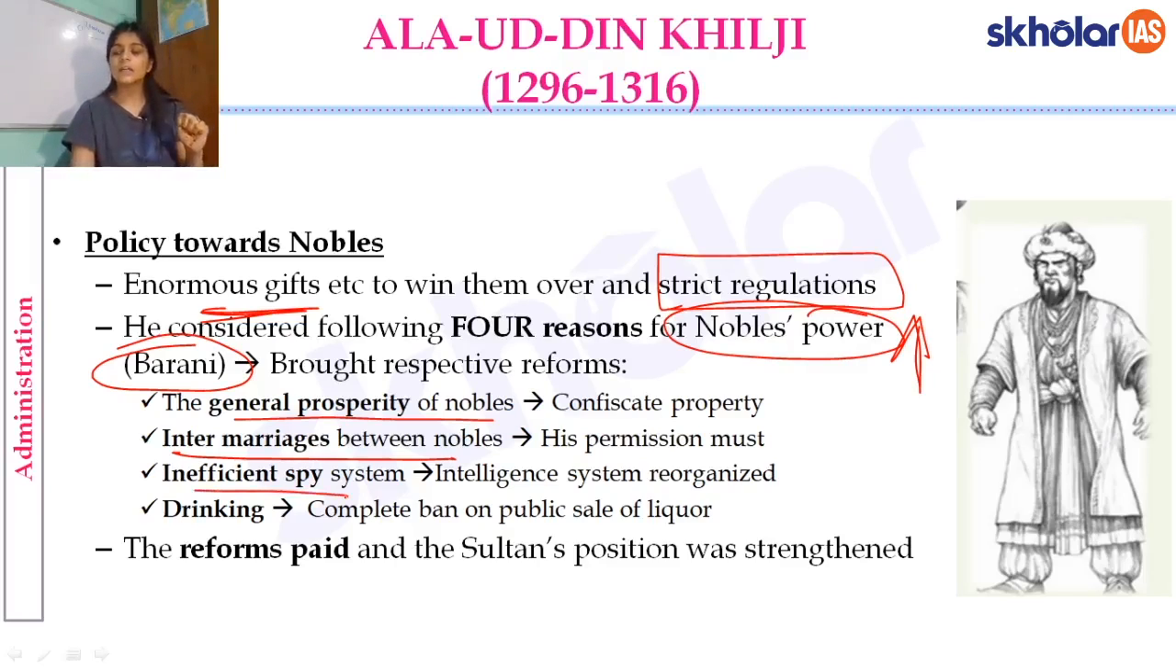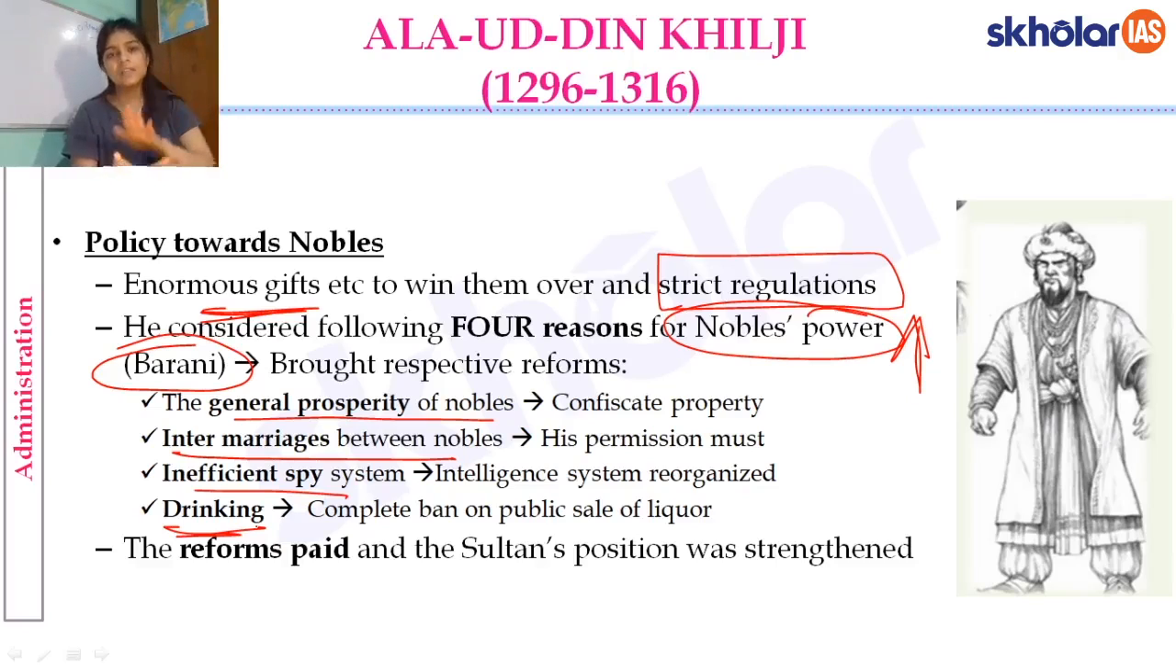Third, he said that the spy system is not efficient enough. The Sultan does not know what kind of conspiracies or plots the nobles are hatching against the Sultan. That was the third reason. And the fourth reason that he thought was drinking. He considered drinking a vice, and he thought that drinking is some kind of a rewarding mechanism which nobles could use in order to employ people and use people against the Sultan. So this was the fourth reason why Alauddin considered the nobles powerful.